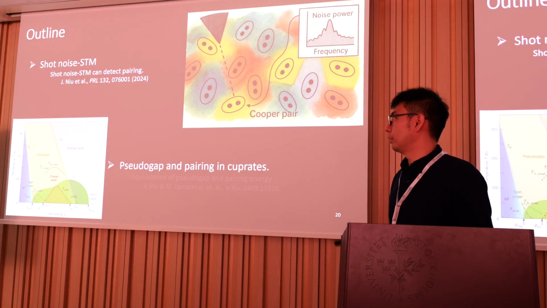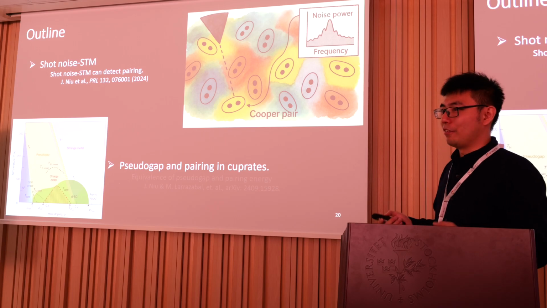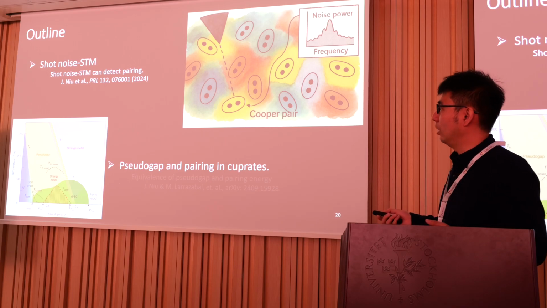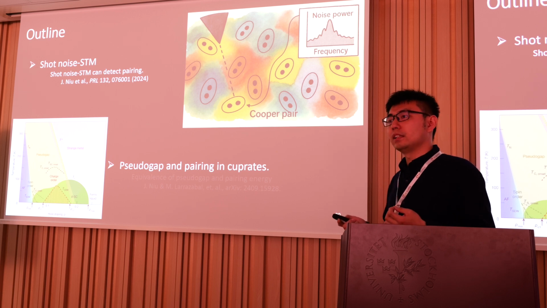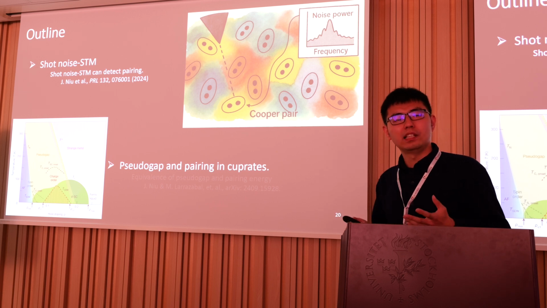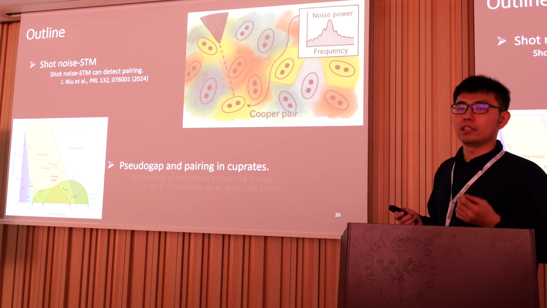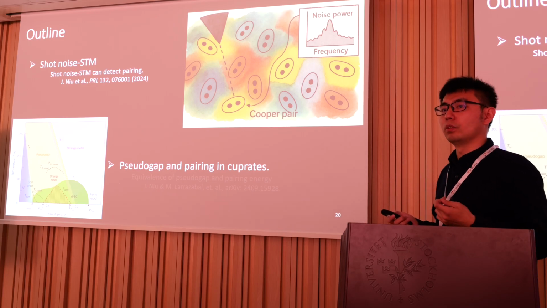But actually, it's from reflection. And then I will finish the first part. Now we know we can use the shot noise microscope to detect Cooper pairs, and then we can do many interesting things. One thing we can do is detect the possible preformed pairs in the cuprates.